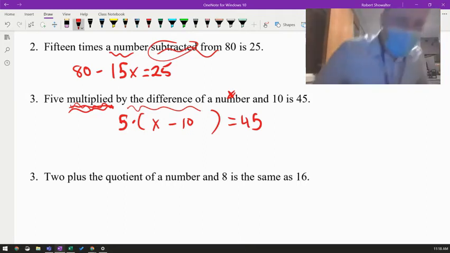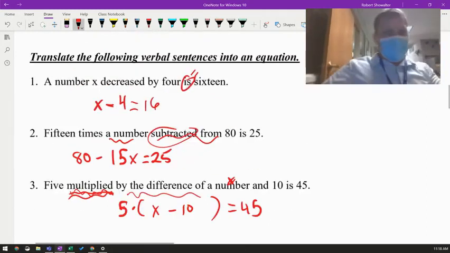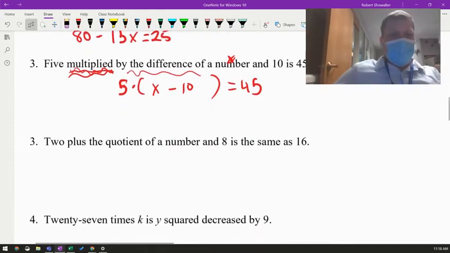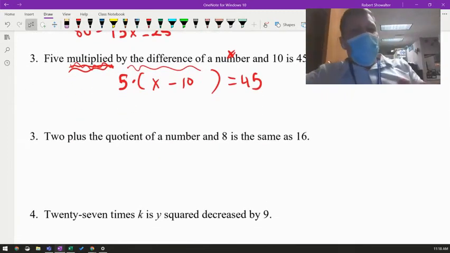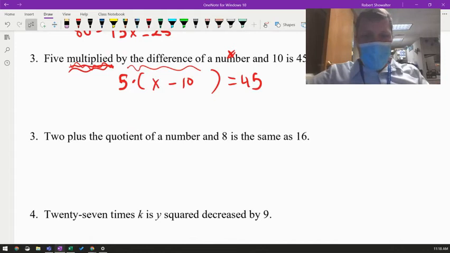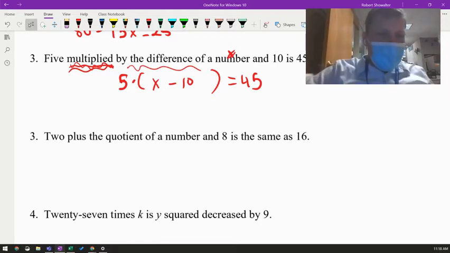All right. Number 3, second number 3. Look at this. This is exciting. We have 1, 2, 3, and then a second number 3. What's up? Okay. 2 plus the quotient of a number and 8 is the same as 16. Again, lots of stuff. Let's break it apart. 2 plus.